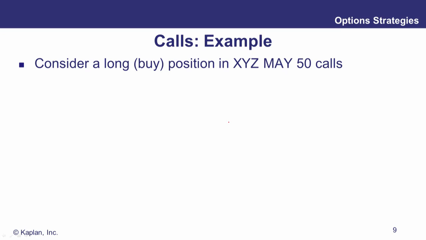We'd have done this at level 1, did it at level 2. Let's do it at level 3 as part of the refresher as well. So let's take a basic call. Here's a call. We're going to take a long position. The underlying is called XYZ. The expiry is May, and the strike is 50.